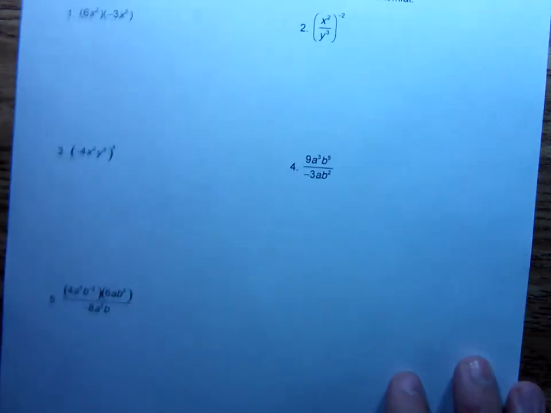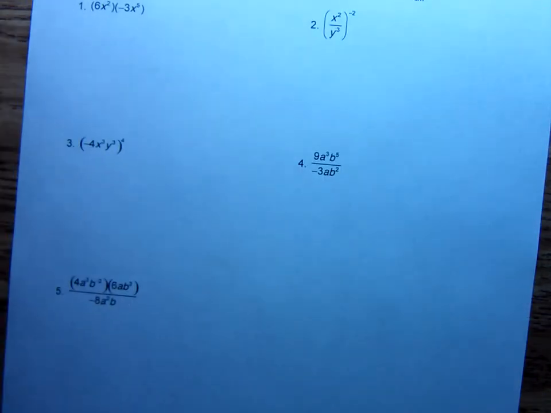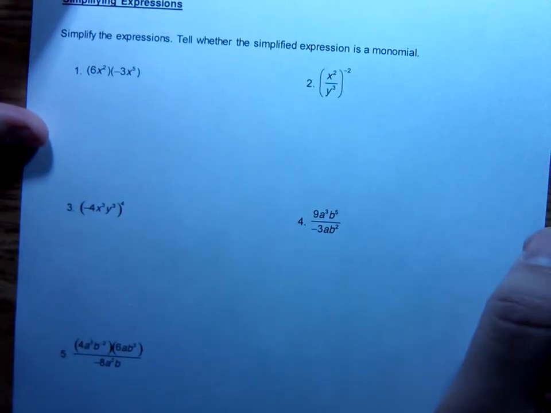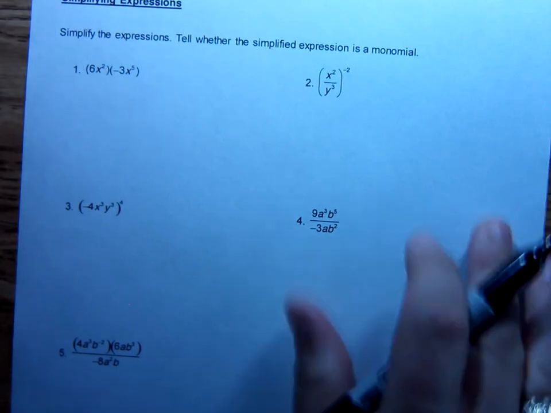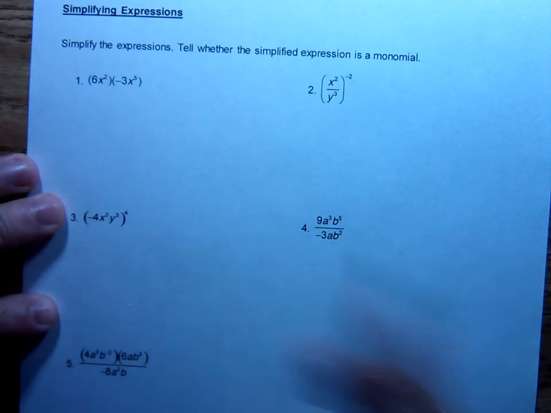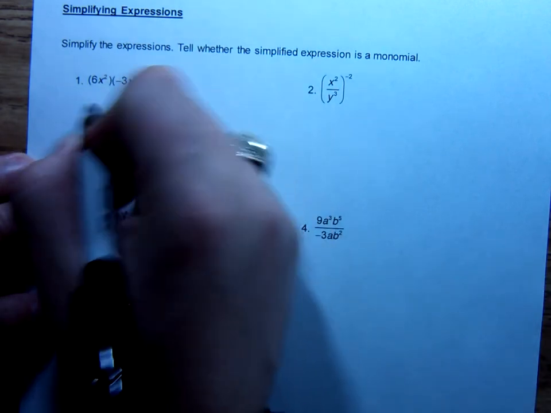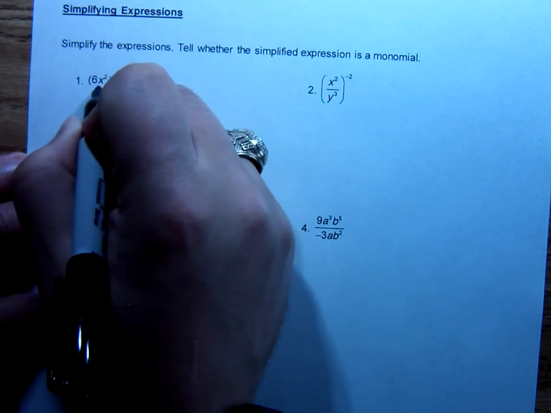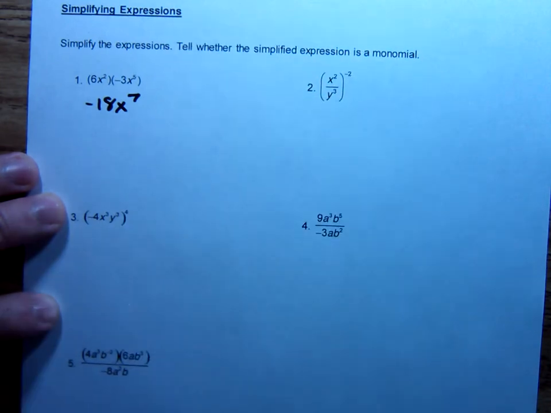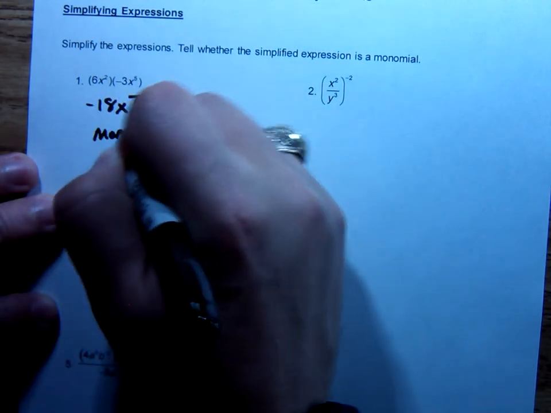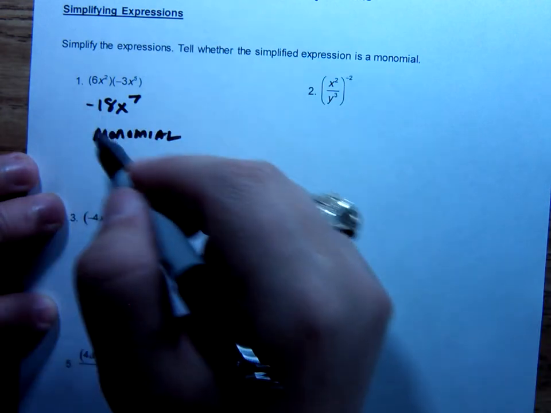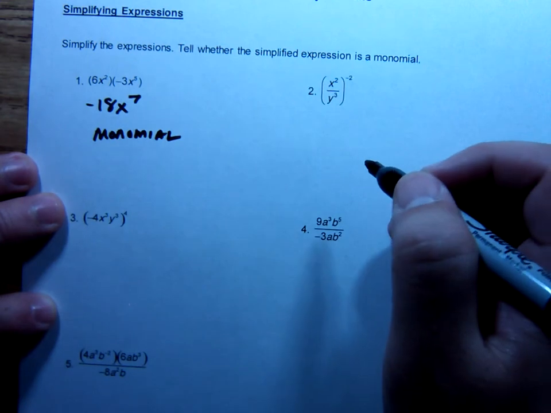Okay, so we're going to simplify these expressions, and we're going to tell whether the simplified expression is a monomial. All right, so the first one we see there is 6x squared times negative 3x to the 5th power. We've been doing this already. This is not anything new. 6 times 3 is negative 18. X squared times x to the 5th is x to the 7th. Is that a monomial? Yes, it is. Okay, and again, this is not an exponent lesson, so I'm not going through all the steps I would normally show you for the exponents. We've already done that.